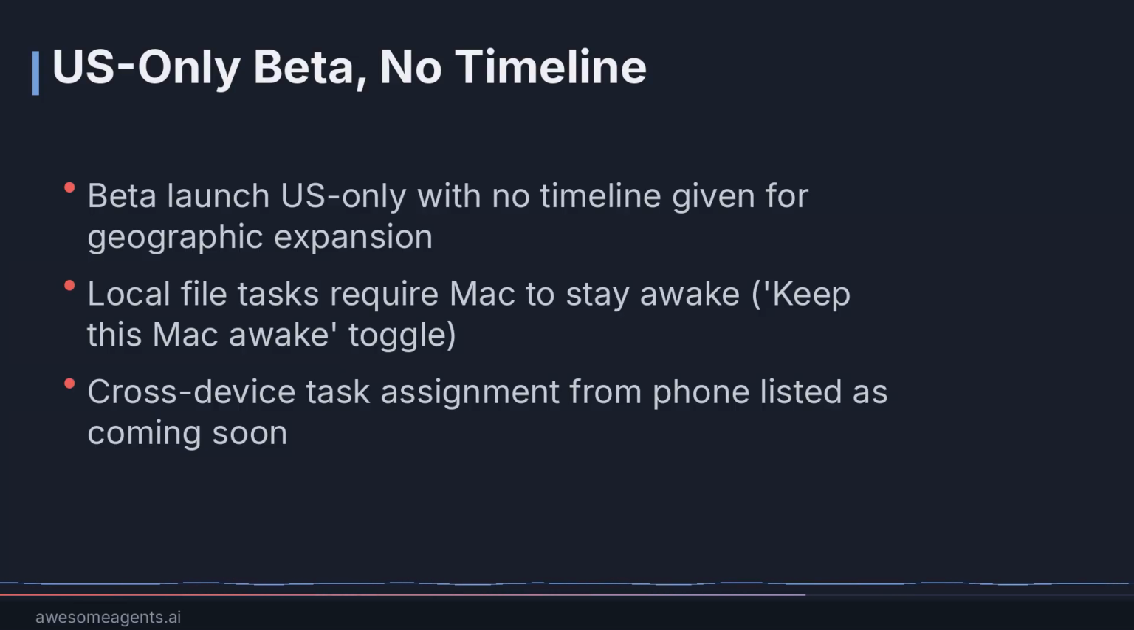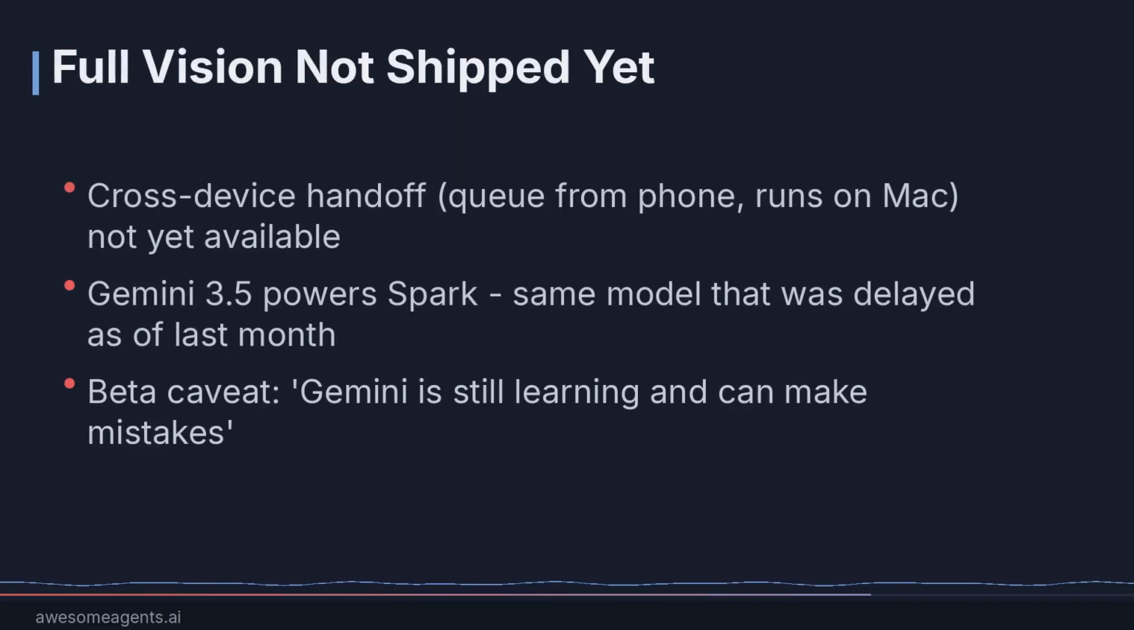There's also the local execution constraint. Your Mac has to stay awake for tasks that touch local files? Yes. The cross-device handoff, where you assign a task from your phone and it runs on your Mac while you're out, is listed as coming soon but not there yet. So the full vision isn't quite shipped. Not yet. And Gemini 3.5 is powering this, which was itself delayed as of last month. So the capability ceiling here is real, not just a beta disclaimer.